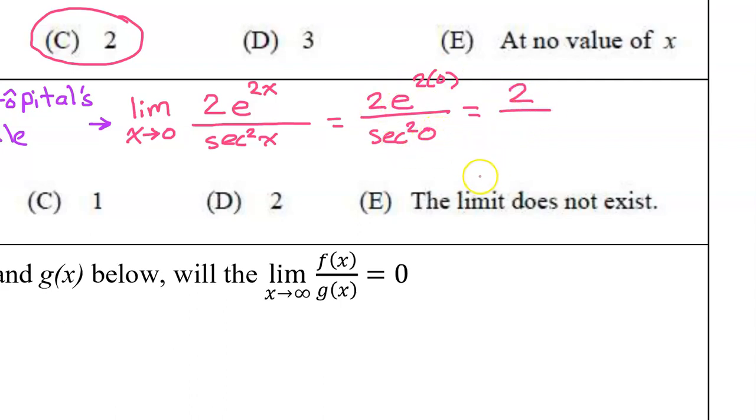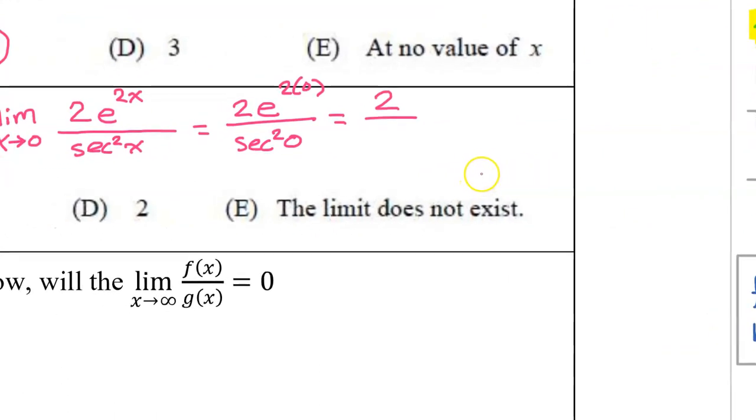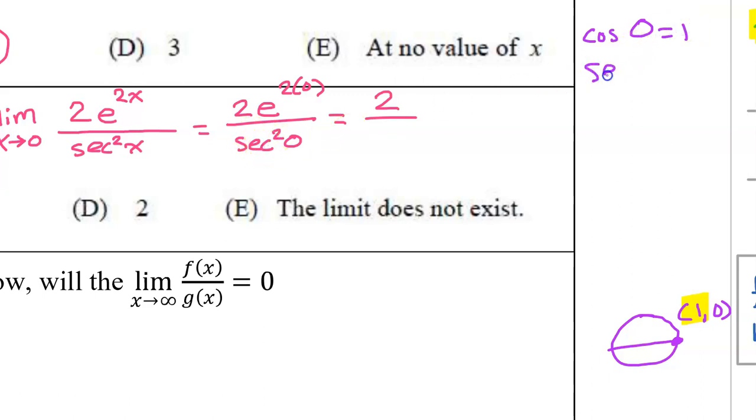So what is secant of 0? Okay, off to the side, I'm going to work this out. Secant is the reciprocal of cosine. So I'm going to first ask myself, what is the cosine of 0? And on the unit circle, 0 is right here. The coordinates are 1, 0. Cosine is the x value. So cosine of 0 is 1. Secant is the reciprocal of cosine, so secant of 0 is also 1.